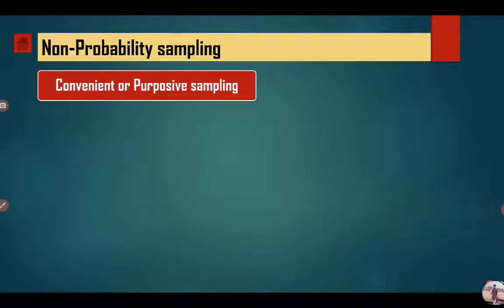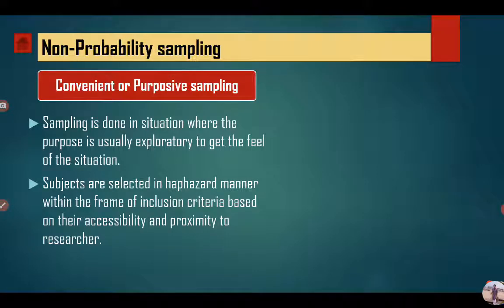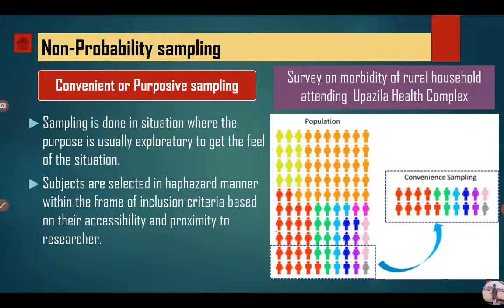Now the non-probability sampling technique. In non-probability sampling techniques, the most important subgroup is the convenience or purposive sampling technique. This sampling technique is used in situations where the purpose is usually exploratory, to get the feel of the situation.